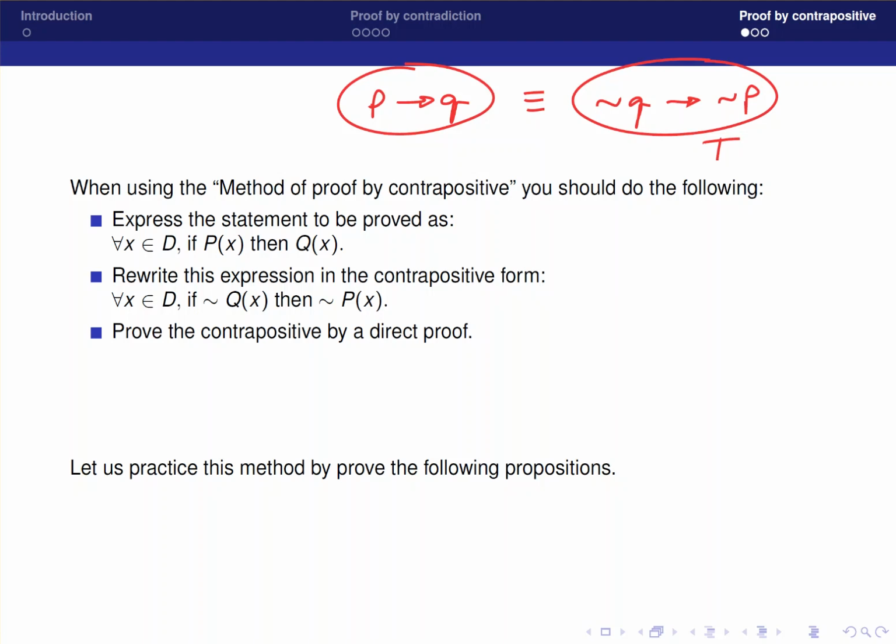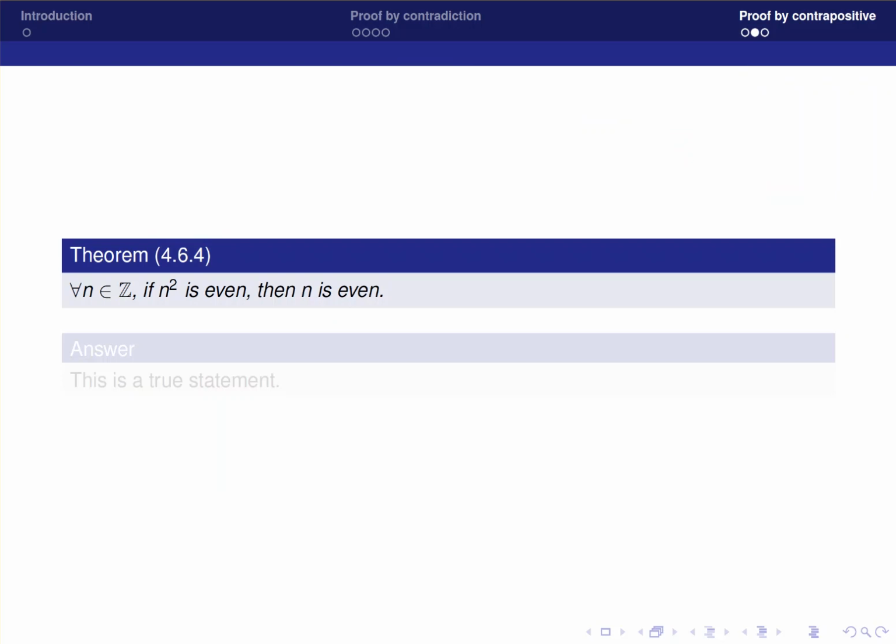So after you rewrite your contrapositive, you're going to be doing a direct proof, in which case you assume the not Q is true, and you try to get to the conclusion that not P must be true as well. So it's sort of similar to doing a proof by contradiction because you're going to be negating something, but here we're negating not for the sake of contradiction, but we're negating for the sake of getting the negative of P as well at the end. So let me explain by doing a couple of problems.